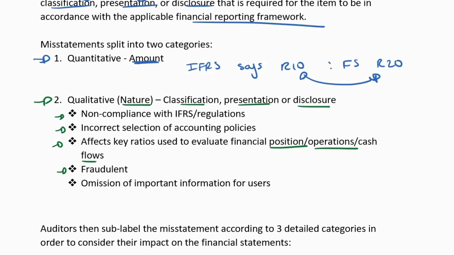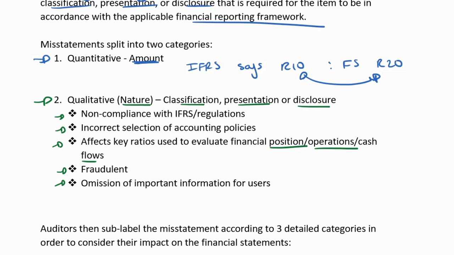But the point is there is a qualitative misstatement. Okay? And/or omission, which would also be considered fraudulent if you are intentionally omitting items from the financials. So when we're looking at a misstatement, we don't only consider the amount, we consider its nature. Is it fraudulently misstated? Does it affect key ratios?